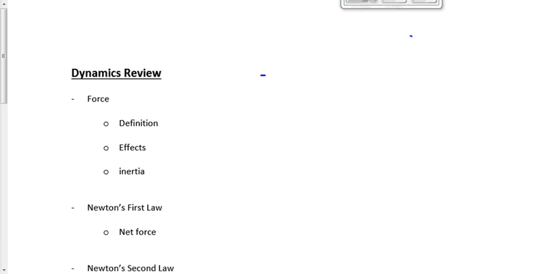Let's spend some time reviewing our second unit of the year, our longest unit of the year, dynamics. We started off, of course, with a definition of dynamics. We said dynamics is a study of motion with regard to what causes the motion. In other words, we talk about forces in dynamics. So if we're going to talk about forces for the full unit, then we better know what a force is.